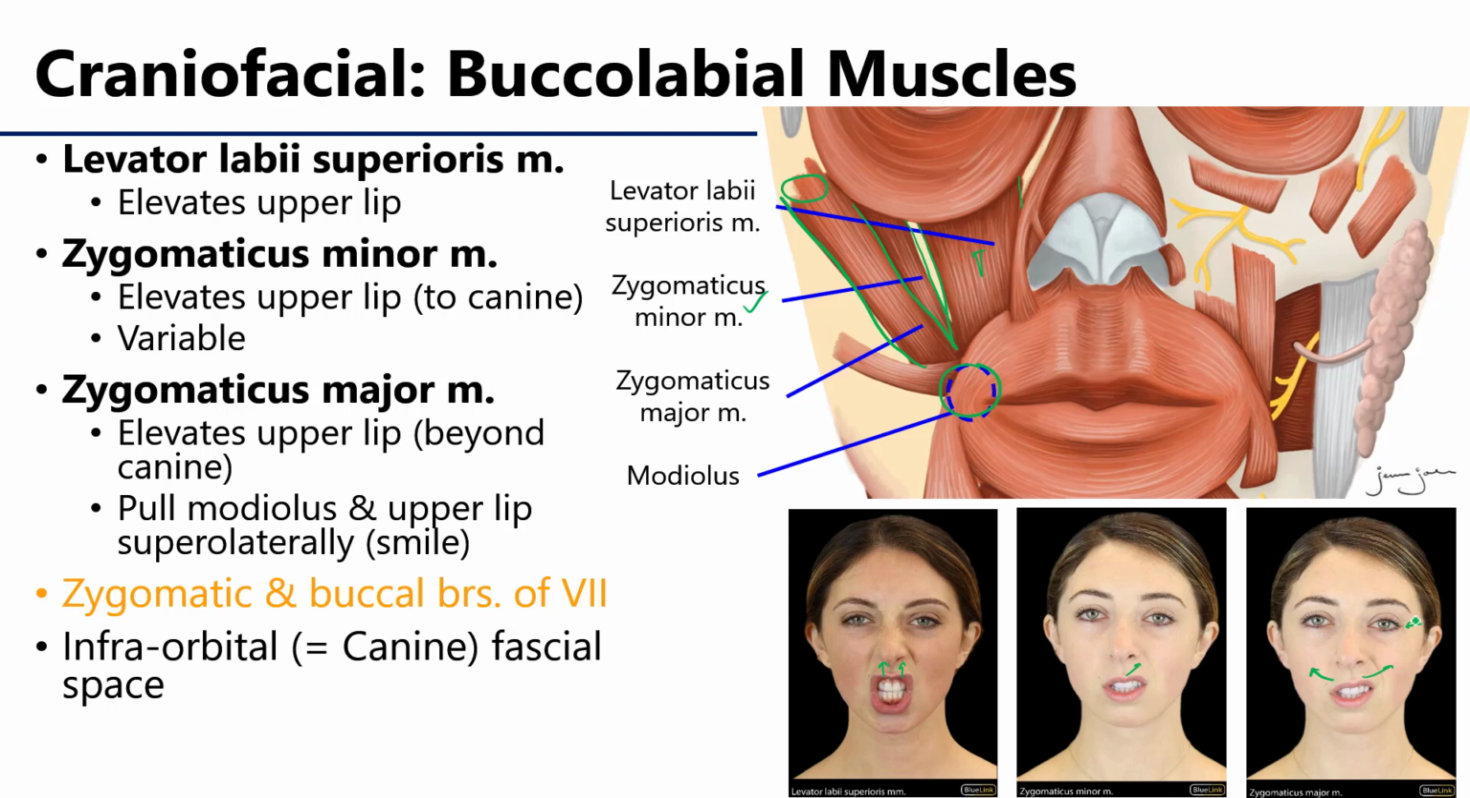All three of these upper lip muscles are innervated by both zygomatic branches and buccal branches of the facial nerve. So the zygomatic branches are heading that way. Buccal branches are heading towards the mouth, as we'll see.